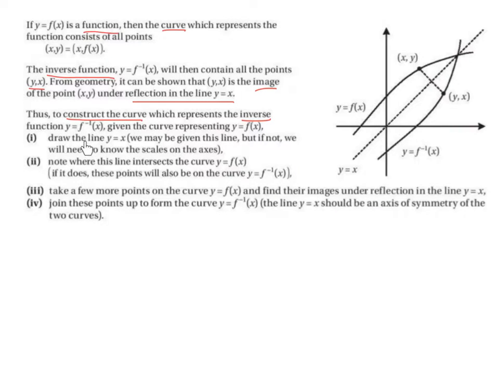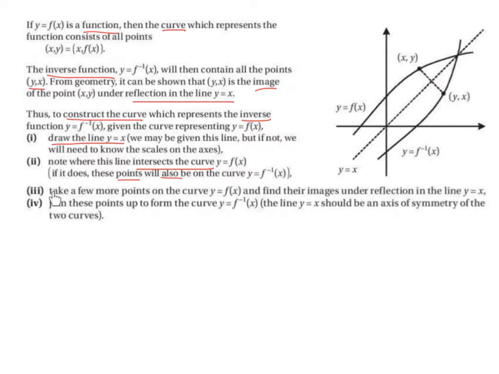Step 1, draw the line y equals x. We may be given this line, but if not, we will need to know the scales on the axes. Step 2, note where this line intersects the curve of y equals f of x. If it does, these points will also be on the curve y equals f⁻¹ of x.